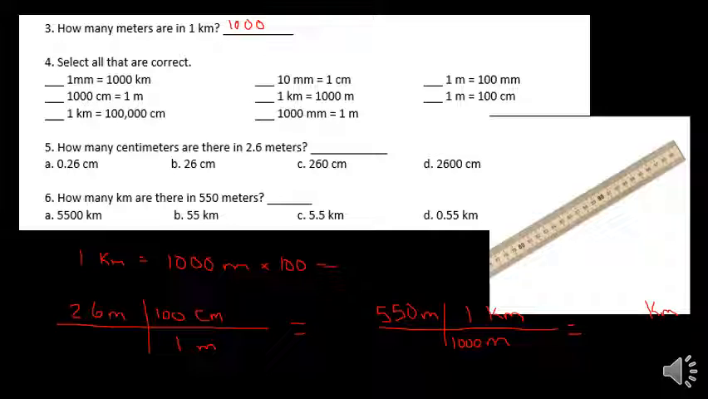Everything on the top you multiply by. 550 times 1 is still 550. And then you divide by everything on the bottom. So 550 divided by 1,000, let's see, that'd be a half, right? So 0.55 kilometers.